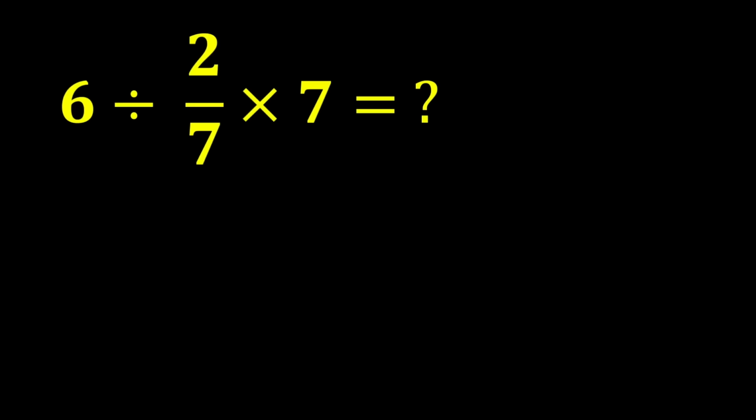6 divided by 2 over 7 times 7. In this expression, there is both division and multiplication. According to PEMDAS, multiplication and division have equal priority, so we move from left to right and perform whichever operation we encounter first. In this expression, if we move from left to right, we reach division first, so we perform the division first and then the multiplication.